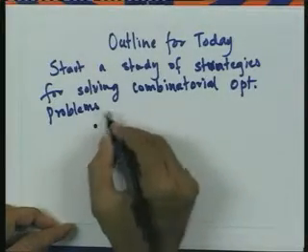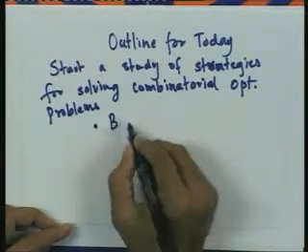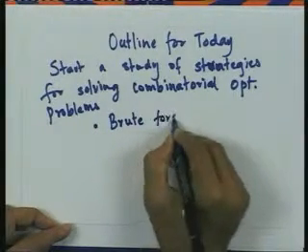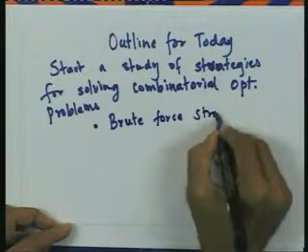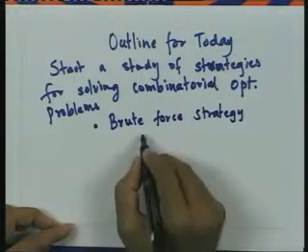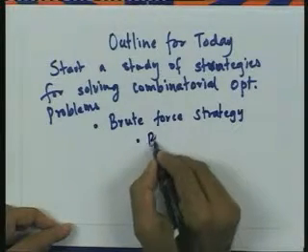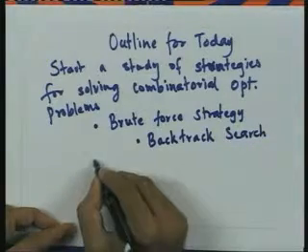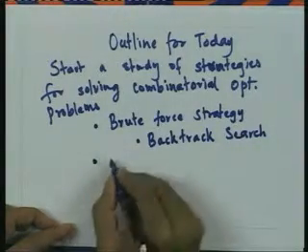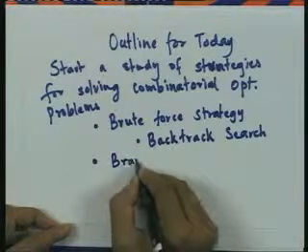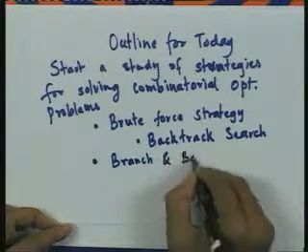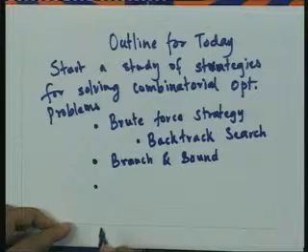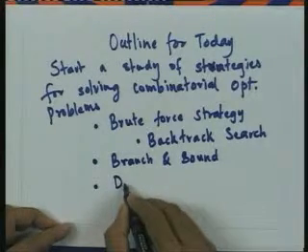Today I want to talk about a few basic strategies. One is based on the so-called backtrack search, but it really is sort of a brute force search strategy. Okay, so under this we will be looking at what is called backtrack search. Then we will look at a strategy called branch and bound. We will also be looking at a strategy called dynamic programming.